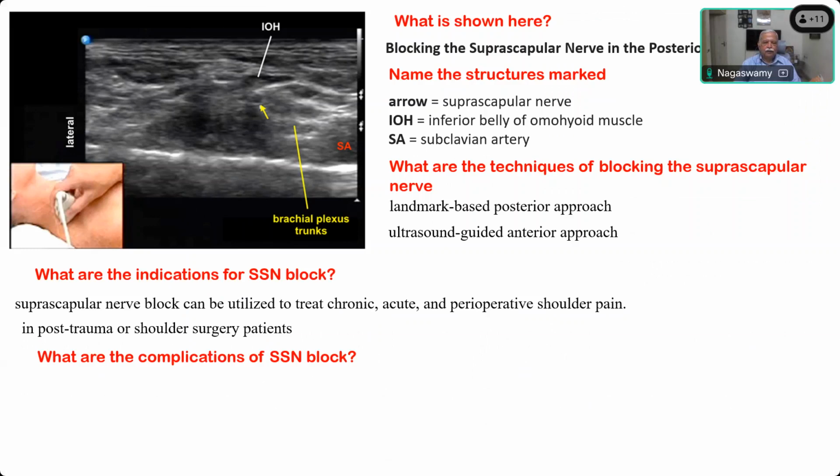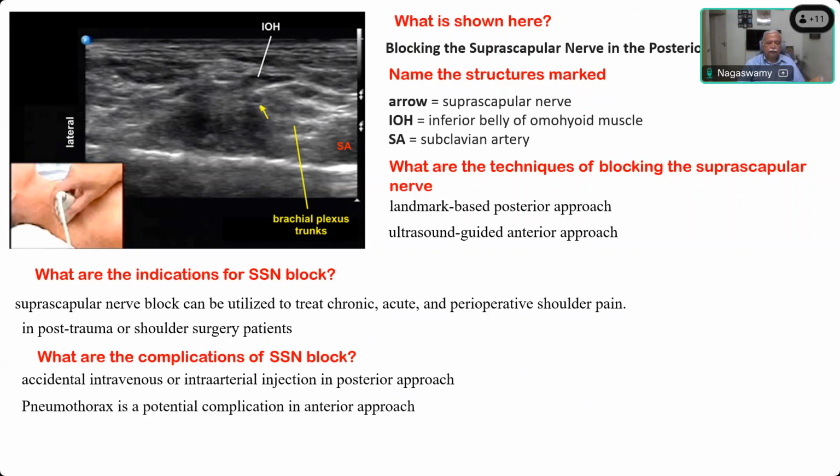So phrenic nerve palsy can be avoided by doing SSN block. Okay. So accidental intravenous or intraarterial injection. I told you a suprascapular artery and nerve are going above the ligament. The nerve is going below the ligament. So you may mistake the artery and nerve for the nerve and inject there. So that is one complication.